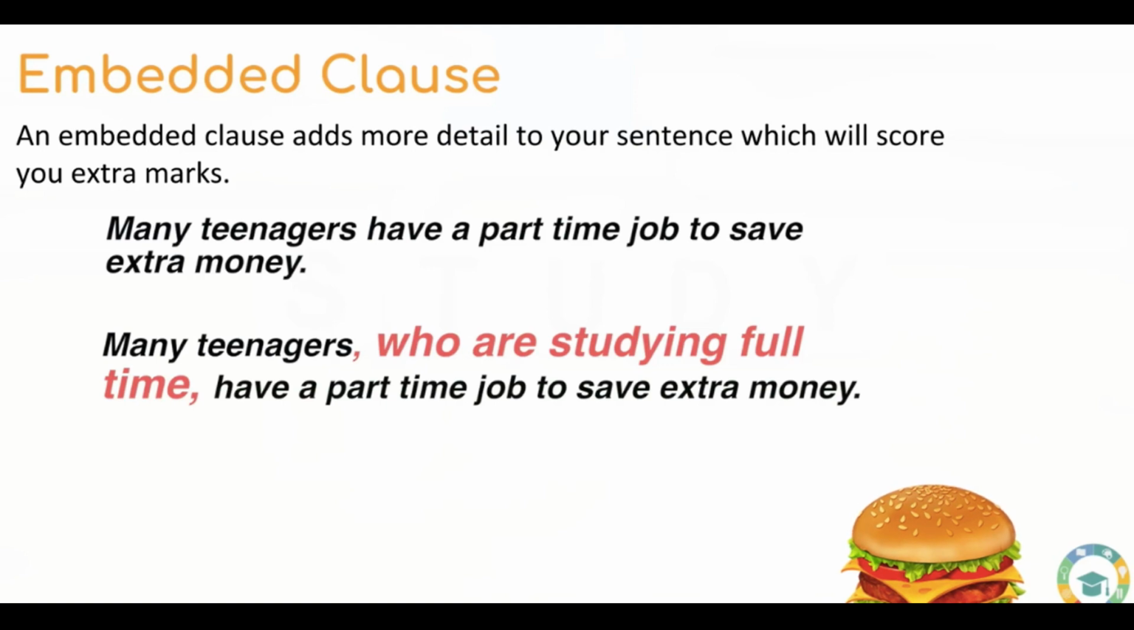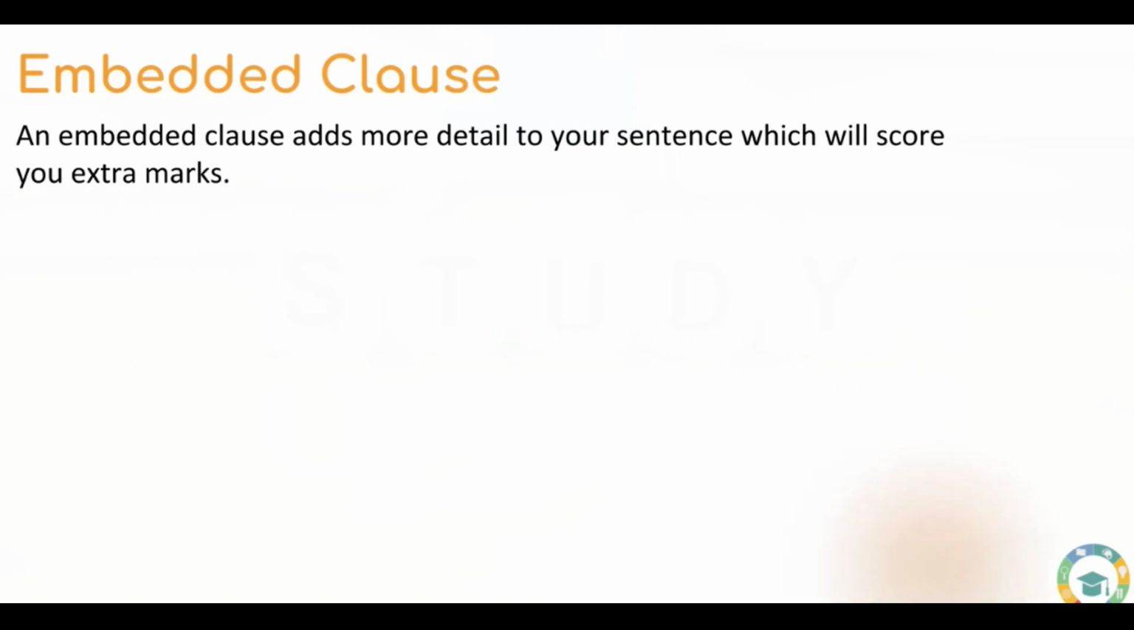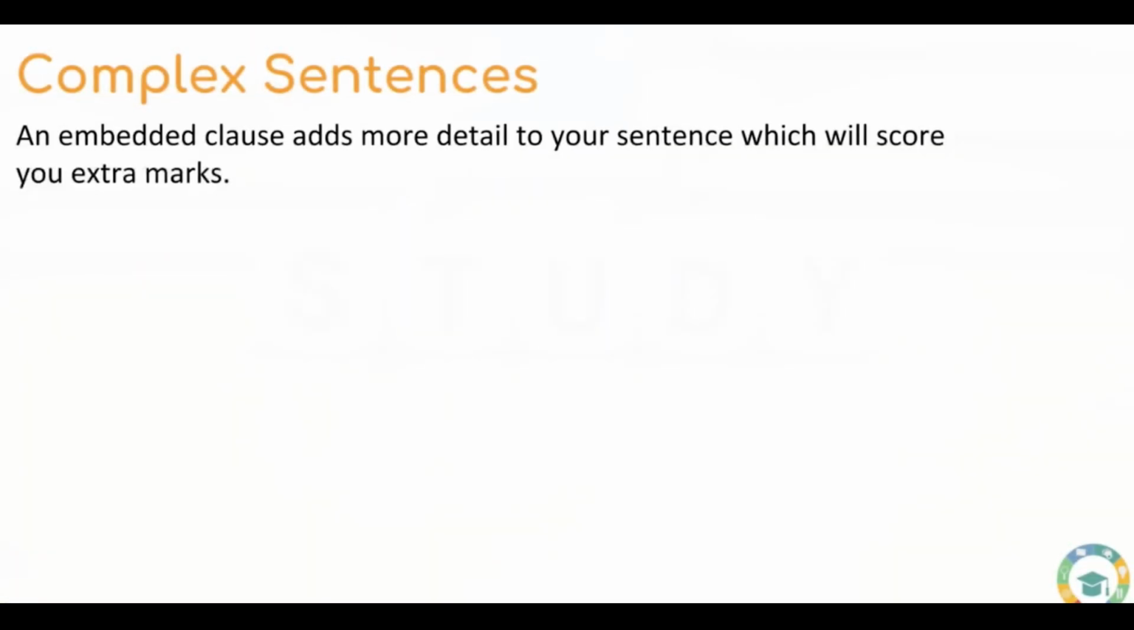Now, my bread, or the writing in black, does not change, but I've simply changed the clause, or the meat, which is the writing in red. Try using one of these in your essay. Let's move on to our third sentence type, which is complex sentences.